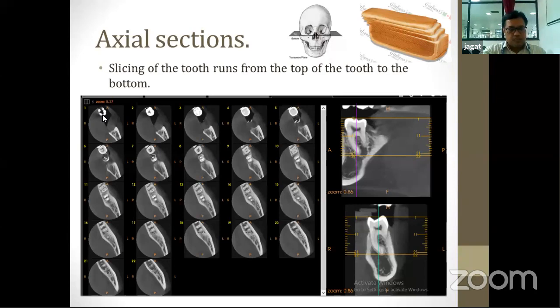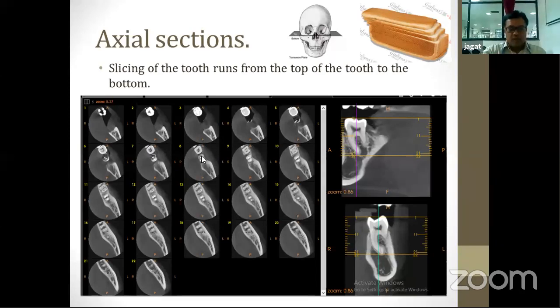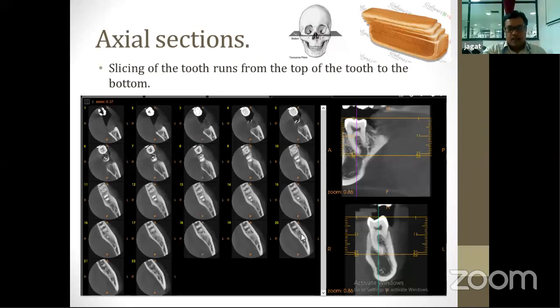Take a look at it, only the cusp tips. Now, my section 2 is going to be just below the cusp tips, so I have my clinical crown forming. Likewise, section 3 is slightly below, and slowly you begin to see the dentin within the enamel. Take a look at section 7, where you can start seeing the pulp chamber. Likewise, down to the root apex, and then the bone beneath.